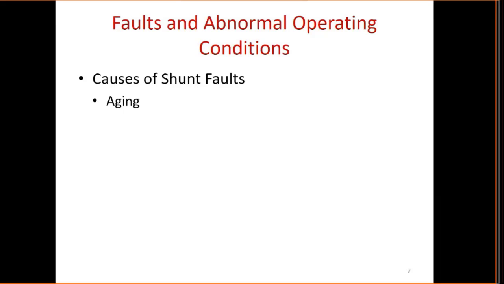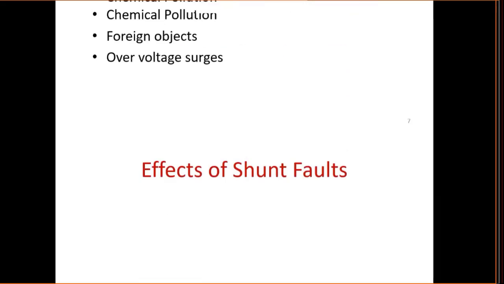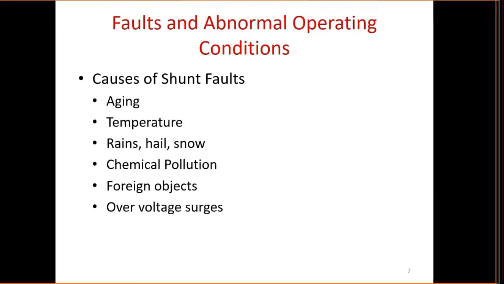So how do these shunt faults happen? It is because of aging, temperature, rains, hail, snow, chemical pollution, foreign objects, and overvoltage surges, right? Aging means suppose your insulator became old gradually. Because of that, the characteristics of the insulator deteriorate, right? The dielectric property of the insulator deteriorates, and because of that this also happens.